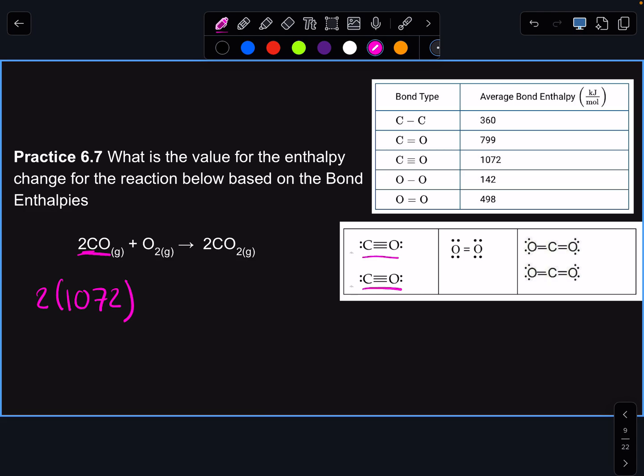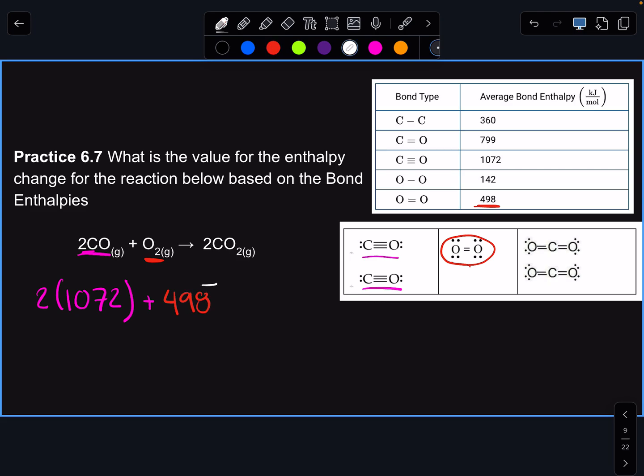1,072 cost to break a CO triple bond. Okay, so we have to pay that money to break the bond. Pay the energy, right? Energy is money. Plus, we have to break an O2 bond. So the structure that's in the O2 molecule is a double bond. So that cost us 498.